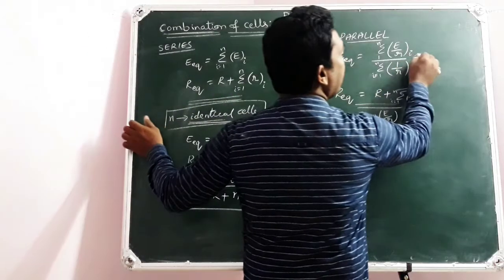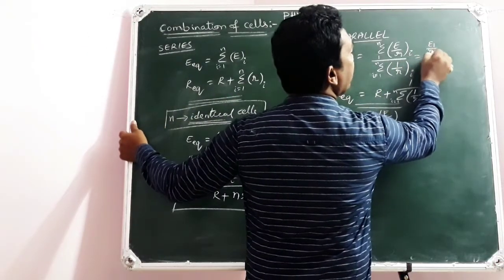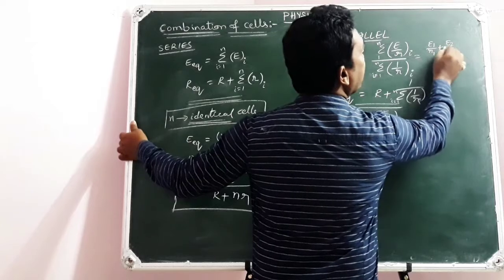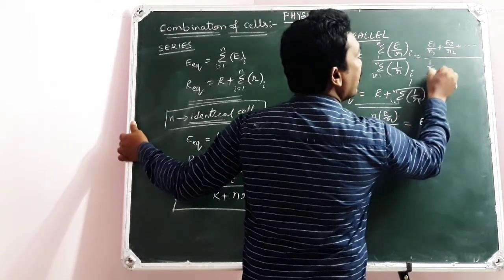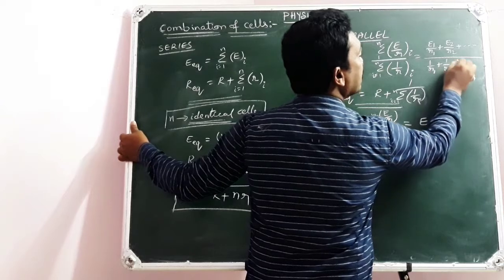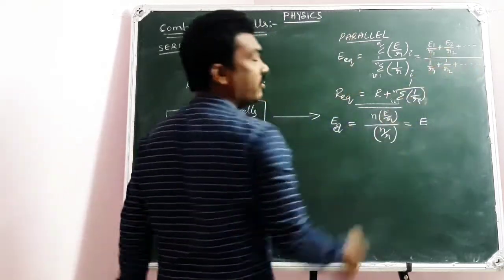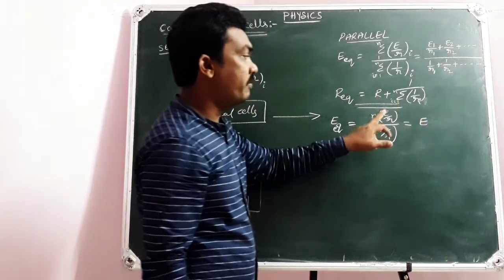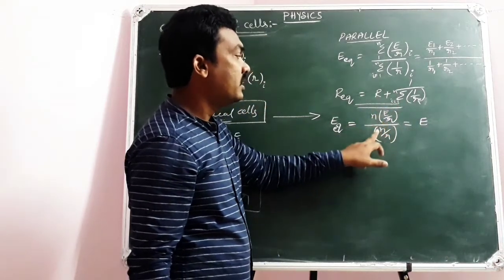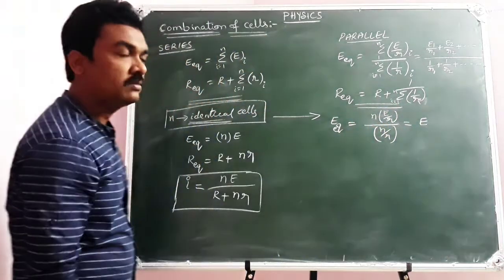If the cells are different, our equation is going to be E1 by R1 plus E2 by R2 plus and so on, divided by 1 by R1 plus 1 by R2 plus and so on, which will be the equivalent EMF equation. But when all are identical, that's going to be E itself, because n into E by R is the numerator and n by R is the denominator.